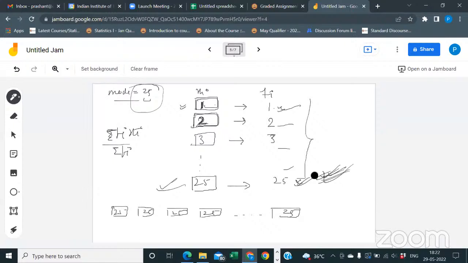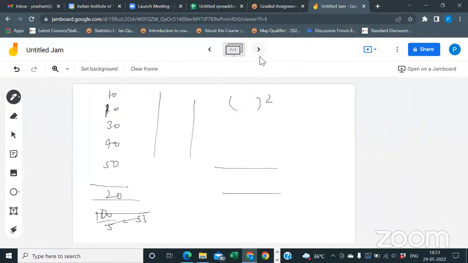Mode is fine. The mean: what is the formula? Summation of fi xi divided by summation of fi. Just calculate this summation, I mean fi into xi, which means it will be 1 square, 2 square, 3 square till 25 square. Just do the summation of these things and the summation of this thing, and divide. You know the formula.